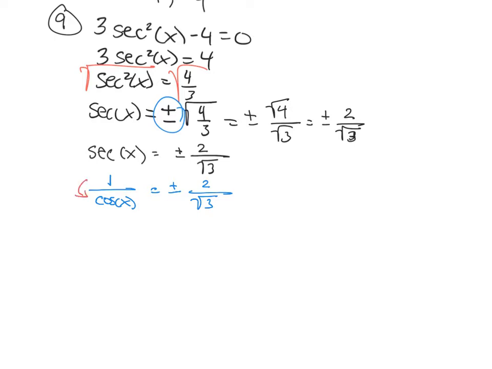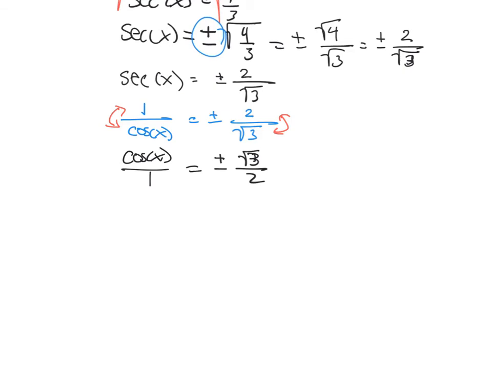And what I can do is, if I flip both of these, which is something you're allowed to do, this goes back to ratio relations, we end up with cosine of x over 1, but you don't have to include that part, is equal to the positive and negative version of the square root of 3 over 2. So what you can do at this time, you don't have to, is separate this out into two separate problems of cosine of x is equal to positive square root of 3 over 2, and cosine of x is equal to negative square root of 3 over 2.